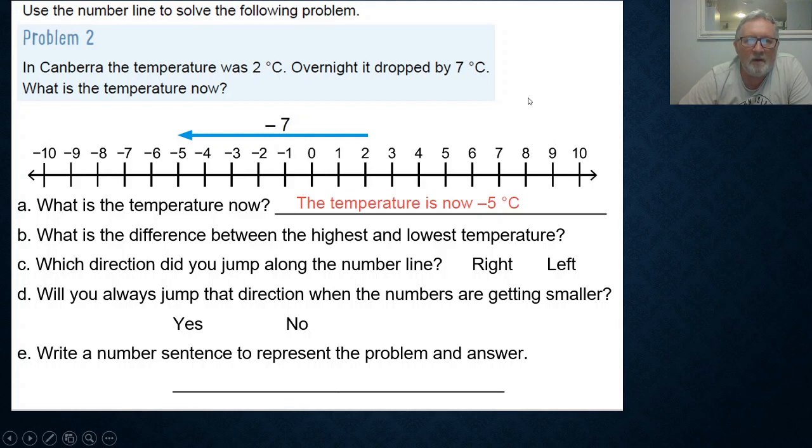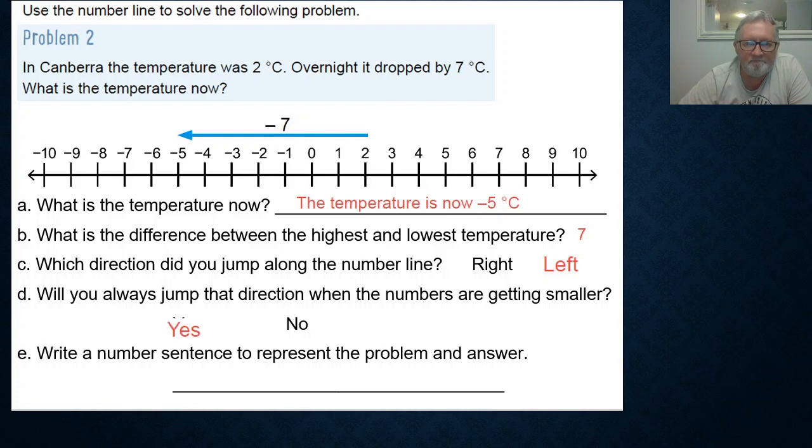What's the difference between the highest and the lowest temperature that we just had? Well, the highest was 2, the lowest was -5, and so the difference is 7, the amount we took away. Which direction did we go? Did we go to the right or did we go to the left? And obviously we headed to the left. Going towards the left means we're going smaller. Will you always jump that direction when the numbers are getting smaller?